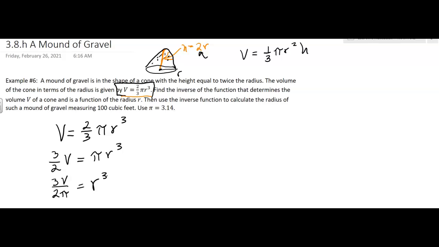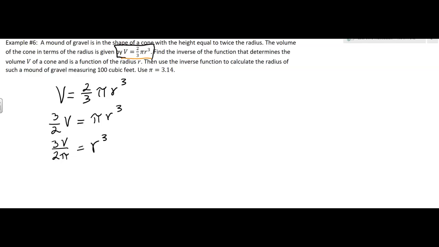So you can work on that a little bit with algebra. So that's a nice way to write it as a numerator and a denominator. Pi is just a constant, so you can remember that. And now we'll have to take the cubed root. Okay, so the cubed root of 3V over 2 pi equals r. All right, I'm going to rewrite this over here. r equals the cubed root of 3V over 2 pi.